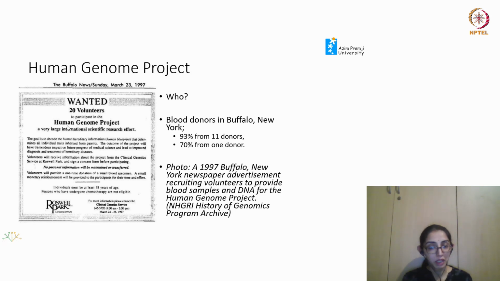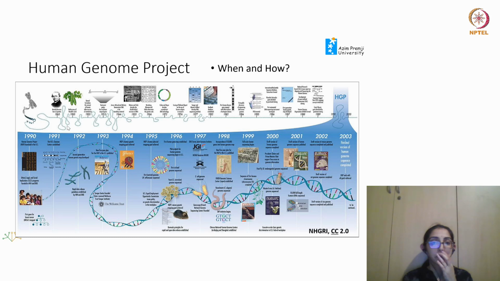And eventually 12 donors were used whose DNA was sequenced, whose genome was sequenced, and most of the sequence was actually derived from one donor, 70% of it. But they basically pieced together the genome from many individuals. This is just a roadmap to show you that the project began in 1990 and ended in 2003.